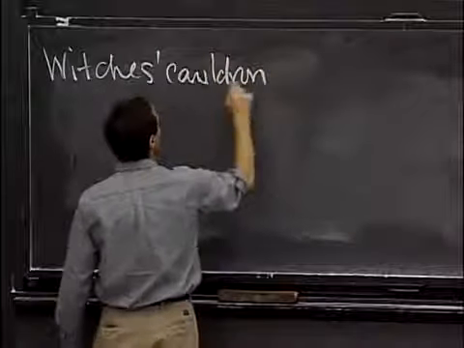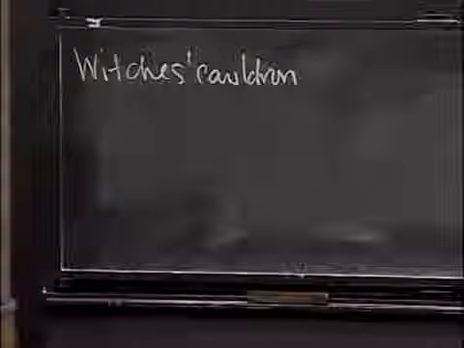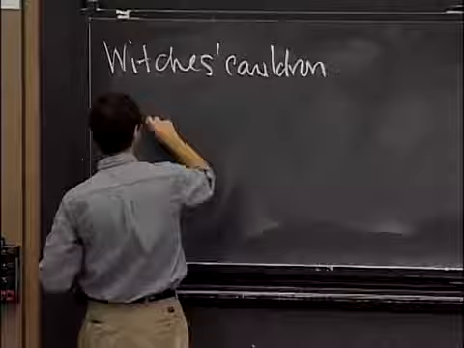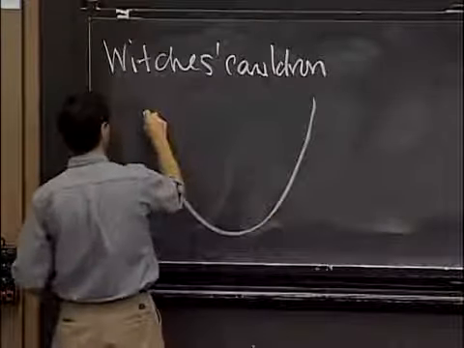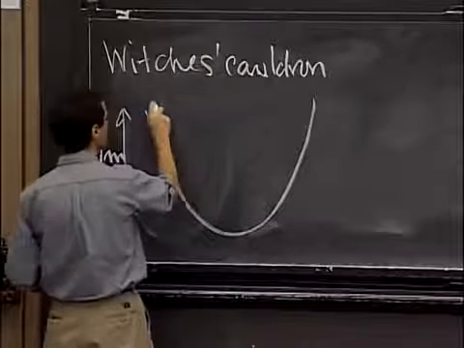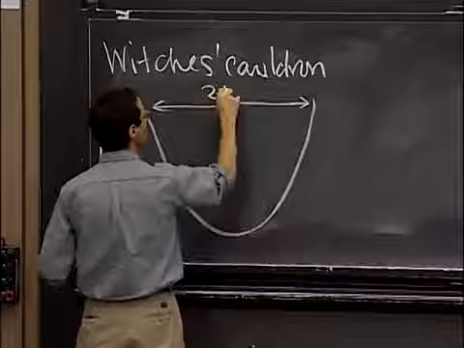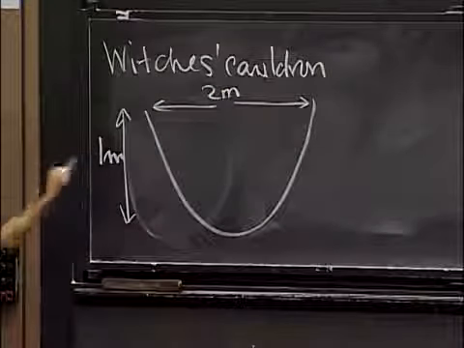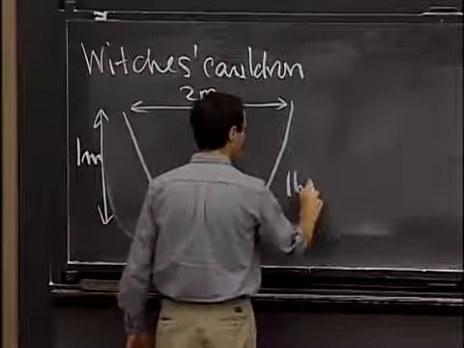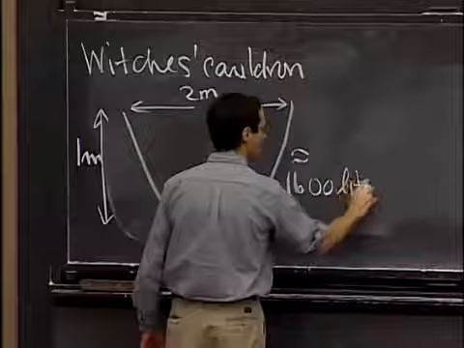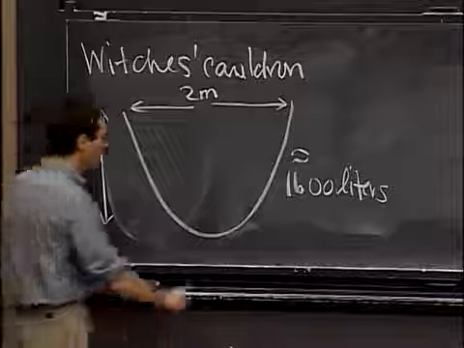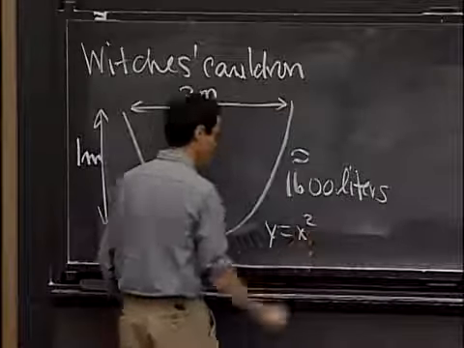The first important thing is that this is the big cauldron here. This is the one whose height is 1 meter and whose width is 2 meters. And it's a parabola of revolution here, and it had approximately 1,600 liters in it. And this curve was y equals x squared.